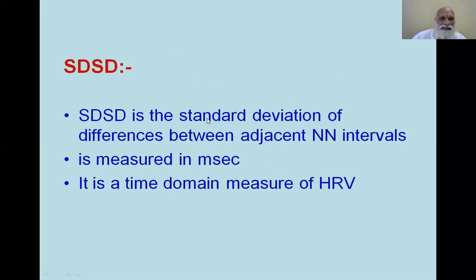SDSD. SDSD is the standard deviation of differences between adjacent NN intervals. So you take the NN intervals, and the differences between adjacent intervals are taken. Then the standard deviation of these differences is SDSD. That is measured in milliseconds. It is a time domain measure of heart rate variability again.